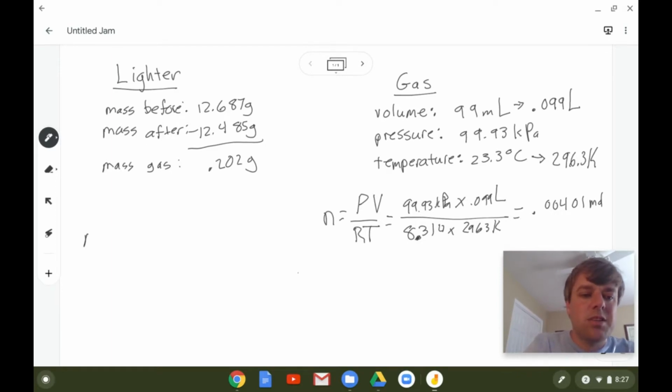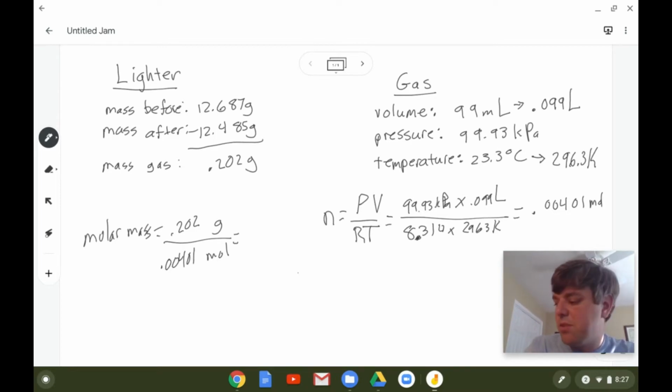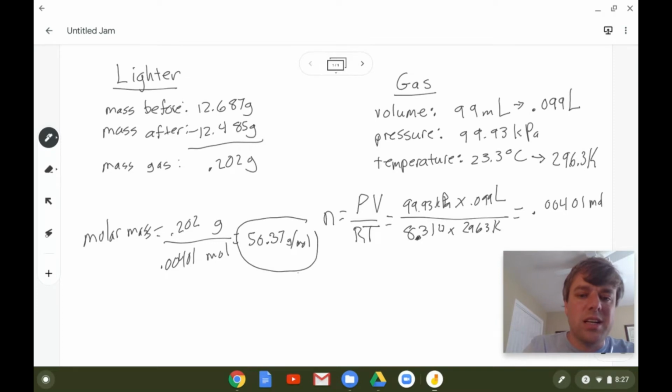Now, the molar mass is grams divided by moles. So we take our grams and divide it by our moles. We do a little bit of simple division, and we come up with 50.37 grams per mole. And so that's the answer we're getting.